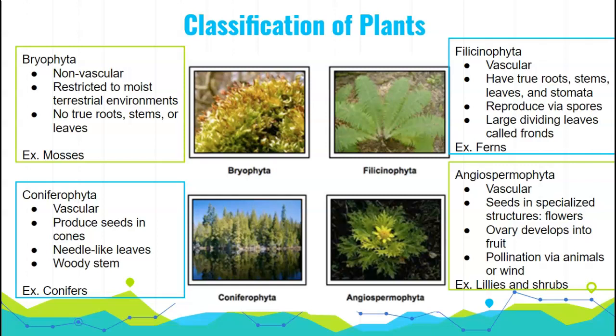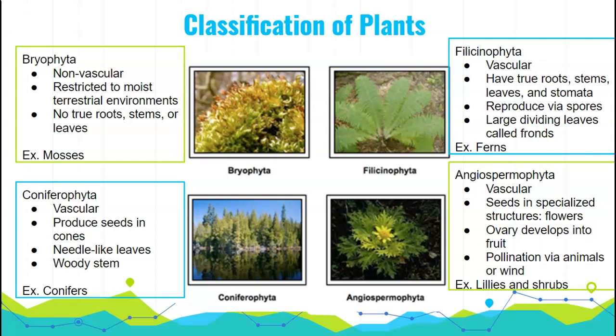Those leaves are massive. Conifers are like pine trees. They're vascular, they have xylem and phloem, they produce their seeds in cones, and instead of having your typical tree leaf, they have pine needles.